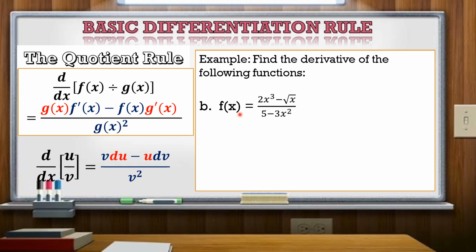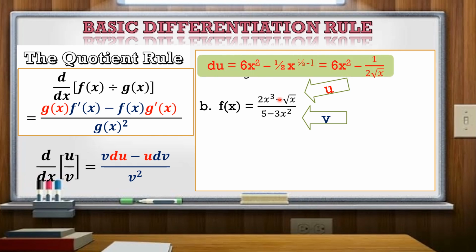So let's say for example, f of x is equal to 2x cubed minus the square root of x all over 5 minus 3x squared. Alamin muna natin yung u, alamin natin yung v, alin dyan yung du, and which is dv. So yung numerator natin, that is your u. Yung nasa baba natin is your v. Then let's get the derivative of this, applying your power rule.